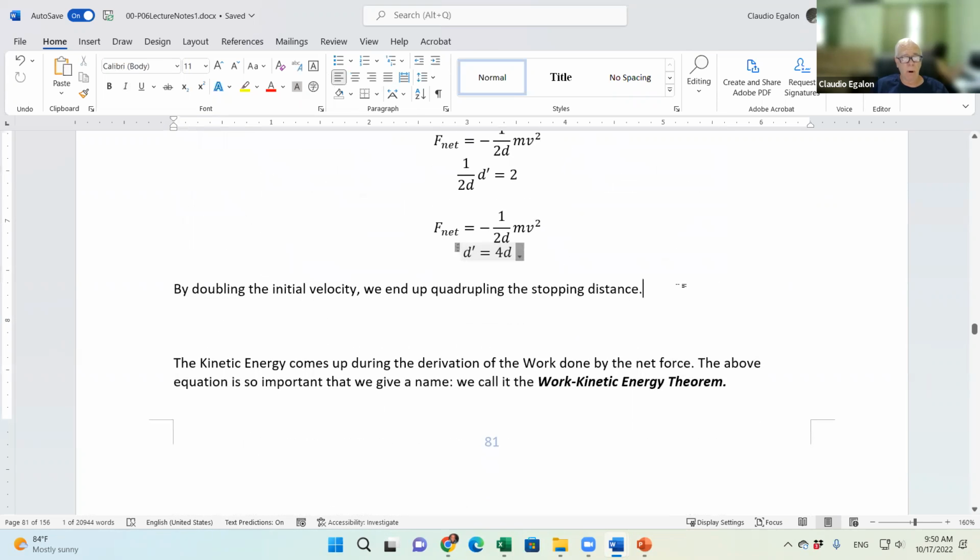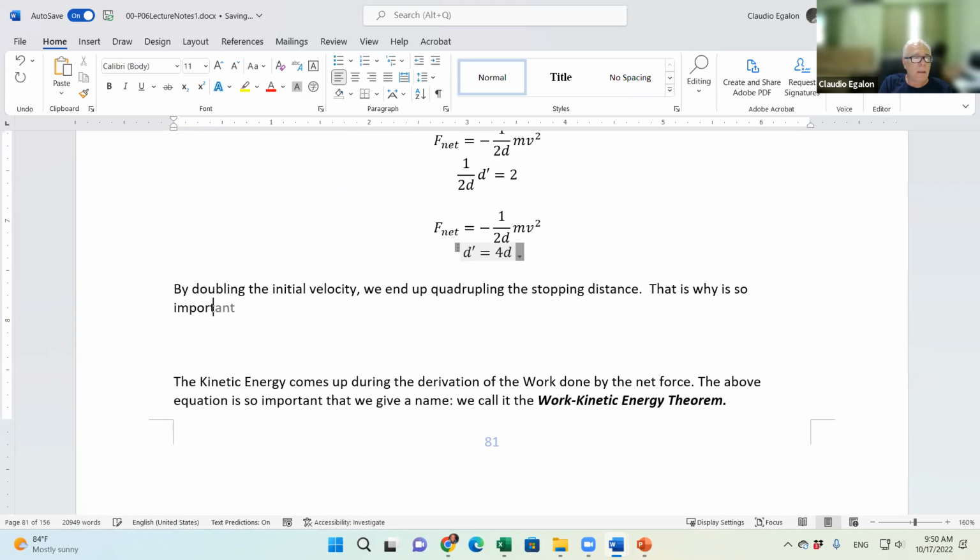So that's why it's so important not to speed, right? Because your stopping distance is going to increase.